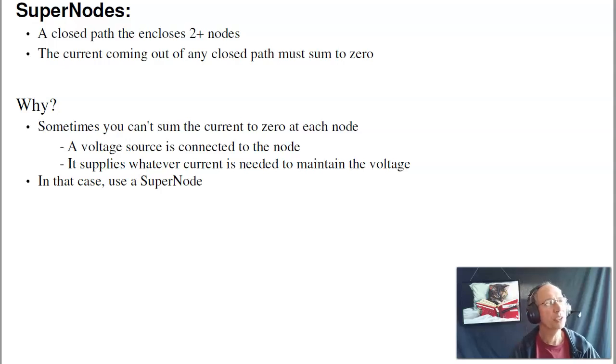The reason you do that is sometimes you can't write the node equations or can't come up with n equations, n unknowns. The reason is there might be a current source or a voltage source attached to the node. The current out of a voltage source is whatever it takes to maintain the voltage, and that doesn't help in writing node equations. In that case, to come up with the rest of the n equations, n unknowns, I define a closed path, and then sum the current out of that closed path to 0.